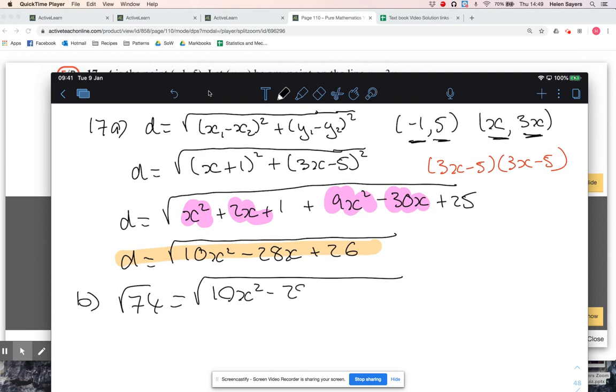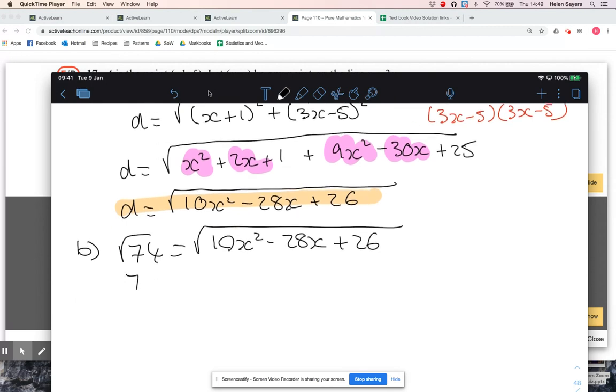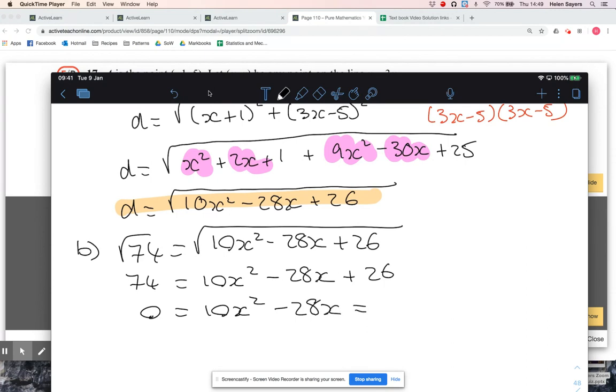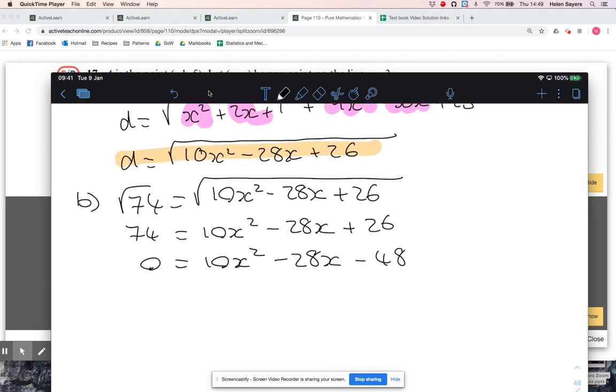Okay, so the first thing I'm definitely going to do is square both sides, because that will cancel the square root. Then I am going to minus the 74. So obviously it's a quadratic, so I need it to equal 0. And I'm going to say that's 48. I'm not writing any equals there. Minus 48, yeah, I think I'm okay. Then I could just stick that into my calculator.